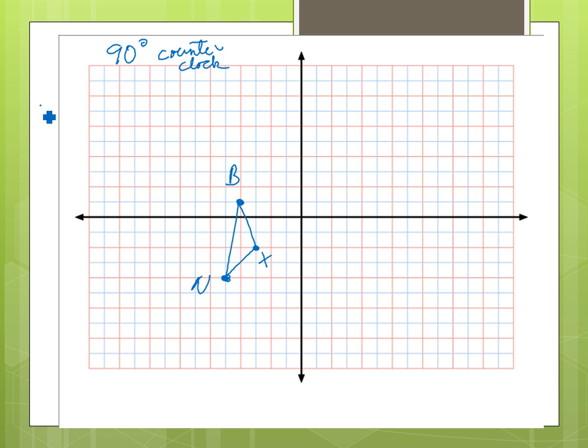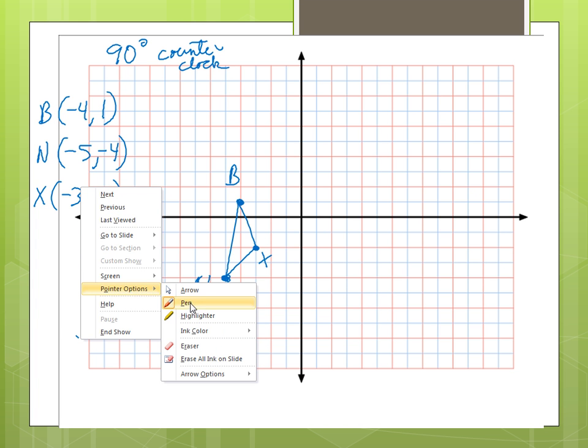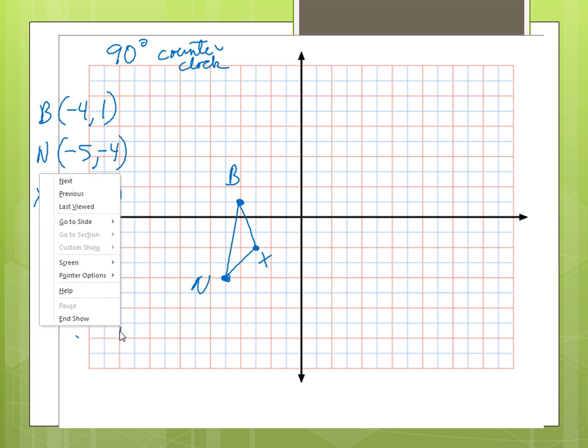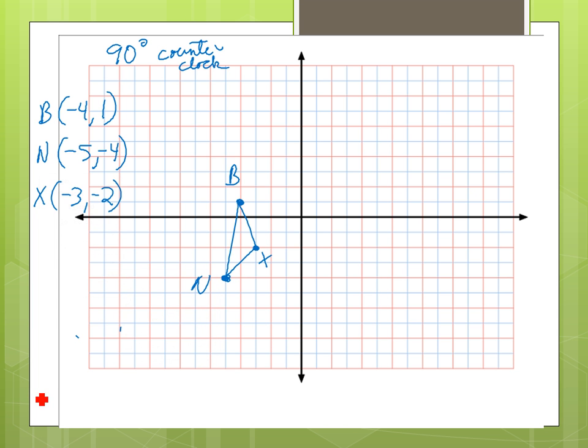So let's see, what was that? B was (-4, 1). N was (-5, -4). And X was (-3, -2). Let's change our color here. Let's go back to red. We want to find what B prime, N prime, and X prime are.